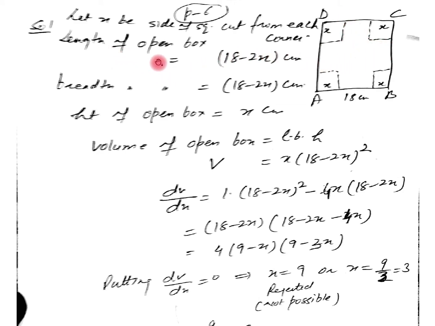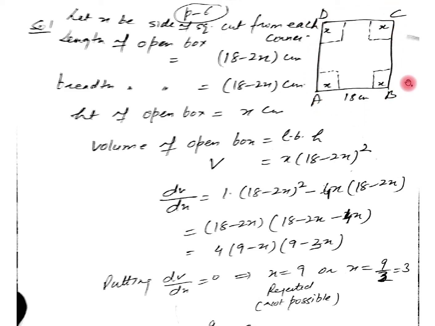So the length of the open box, now this portion has been cut, this portion has been cut. Therefore what are we left with? The length of the open box will be 18 minus 2x. And similarly the breadth of the open box will again be 18 minus 2x. And the height of the open box equals x centimeter, because we are cutting this corner, so this will act as the flap. They will be standing. So the height of the open box equals x. These are the main points to understand in this question.